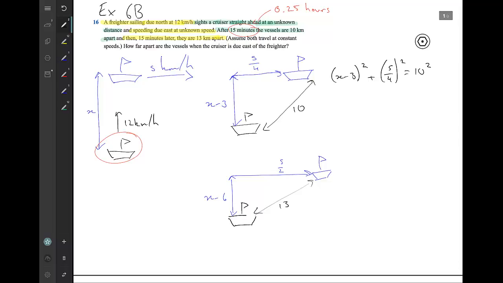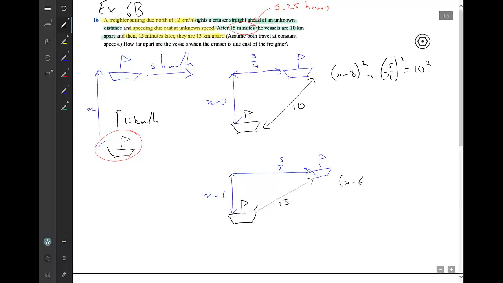Okay, so we can immediately write down the equation again. So x minus 6 squared plus s on 2 squared equals 13 squared. Okay.